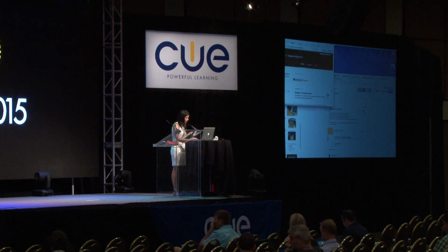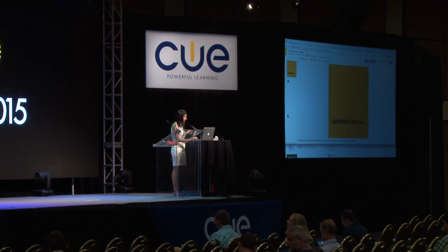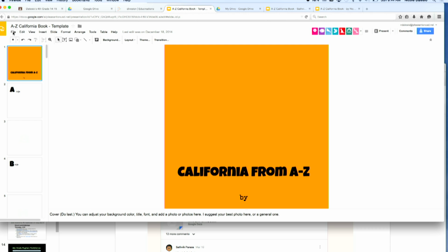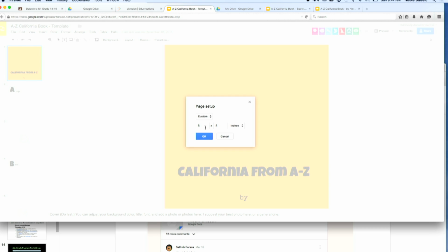Let's see if I can find it. So here's the one that I made. And when I set it up, on the page setup, you can just do a custom template. So I did 8 by 8 inches because we're going to turn this into a photo book.